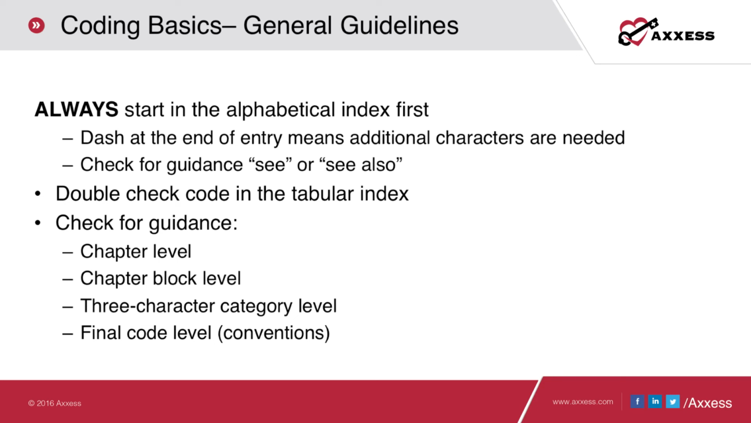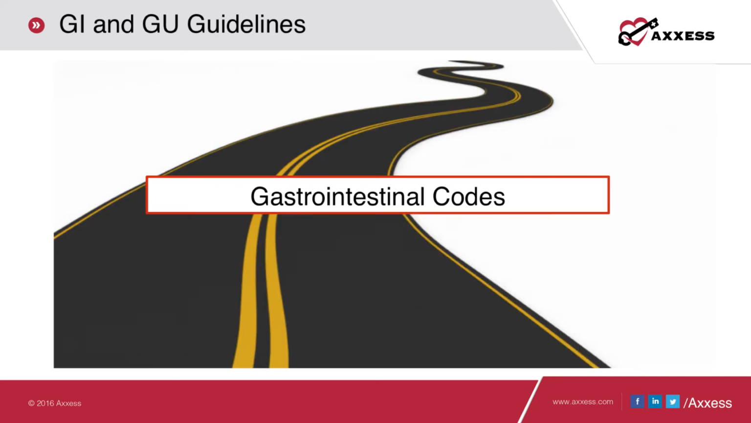Once you find the correct code in the alphabetic index, you need to always double check that in the tabular index. And in the tabular, you want to check for guidance at the chapter level, at the chapter block level, at the 3-character category level, and then the final code level. There may be guidance in all of those areas.